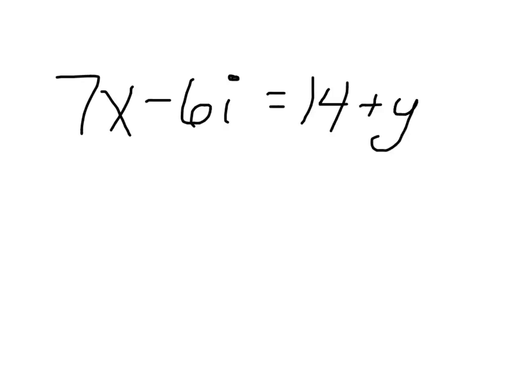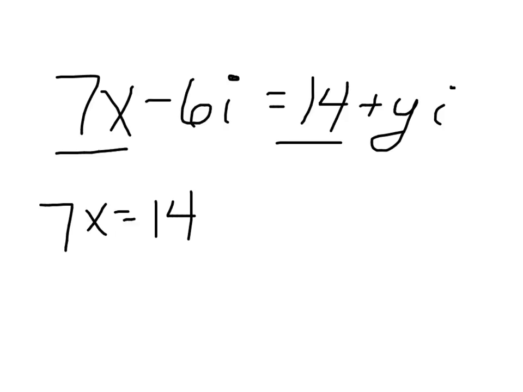Number 7 has 7x minus 6i equals 14 plus yi. And what they want you to do is figure out what x and y are. The x piece is in the real part, so I set that real part equal to that real part. Some people this morning were saying, I need to combine like terms. I'm not combining like terms with this problem. I'm just seeing what x should equal. There's an equal sign for a reason. So I put the real piece equal to the real piece.